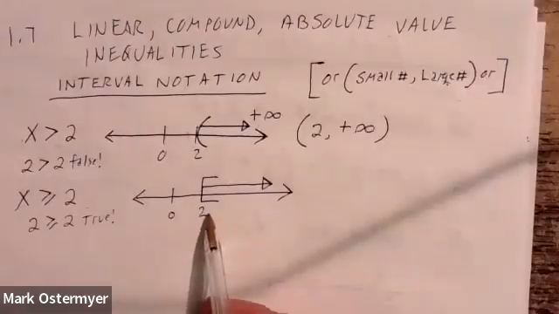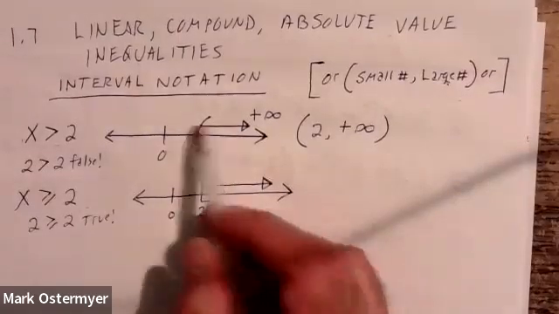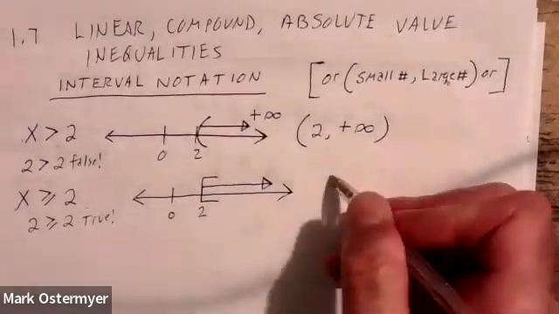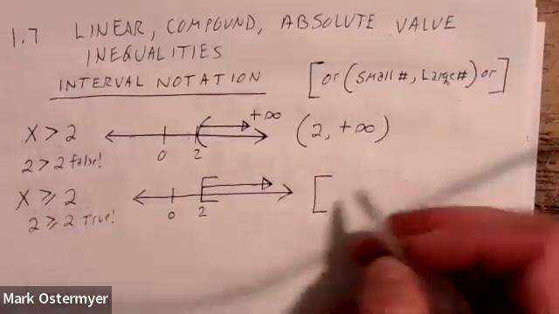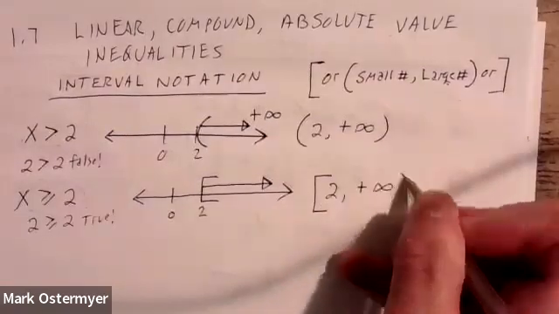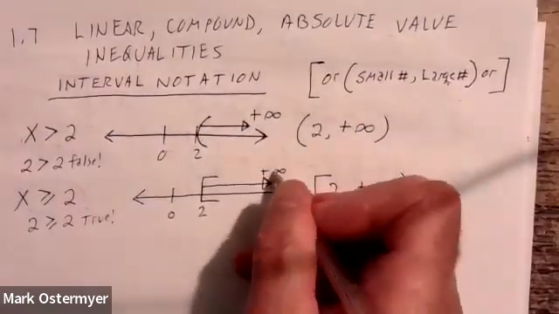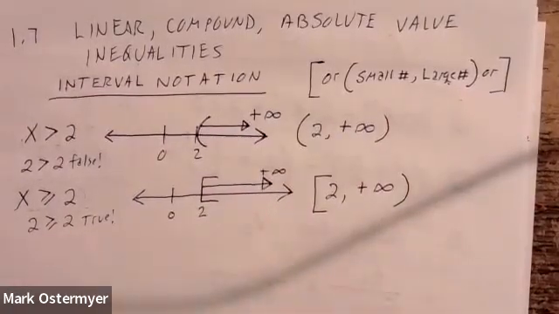Bracket on 2 means 2 is actually in the solution set. Parenthesis means 2 is not in the solution set. Interval notation, a way of representing all real numbers that satisfy this inequality, is open bracket 2 to positive infinity and then a closed parenthesis. That would be the interval notational way of representing the solution set here.